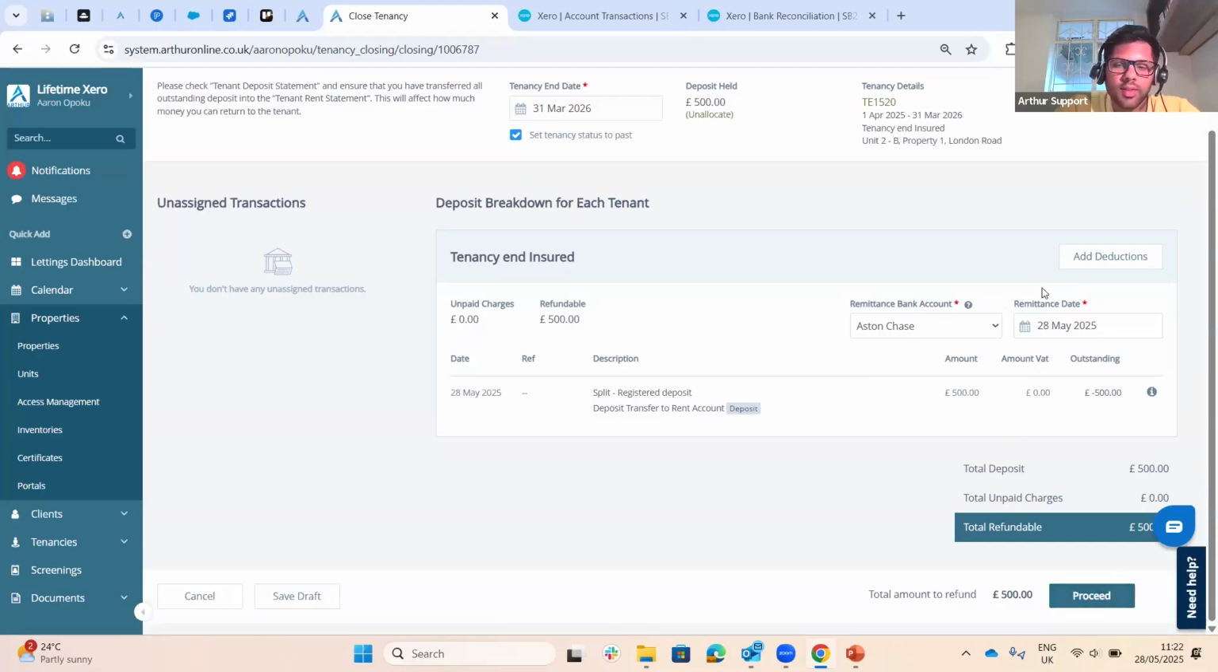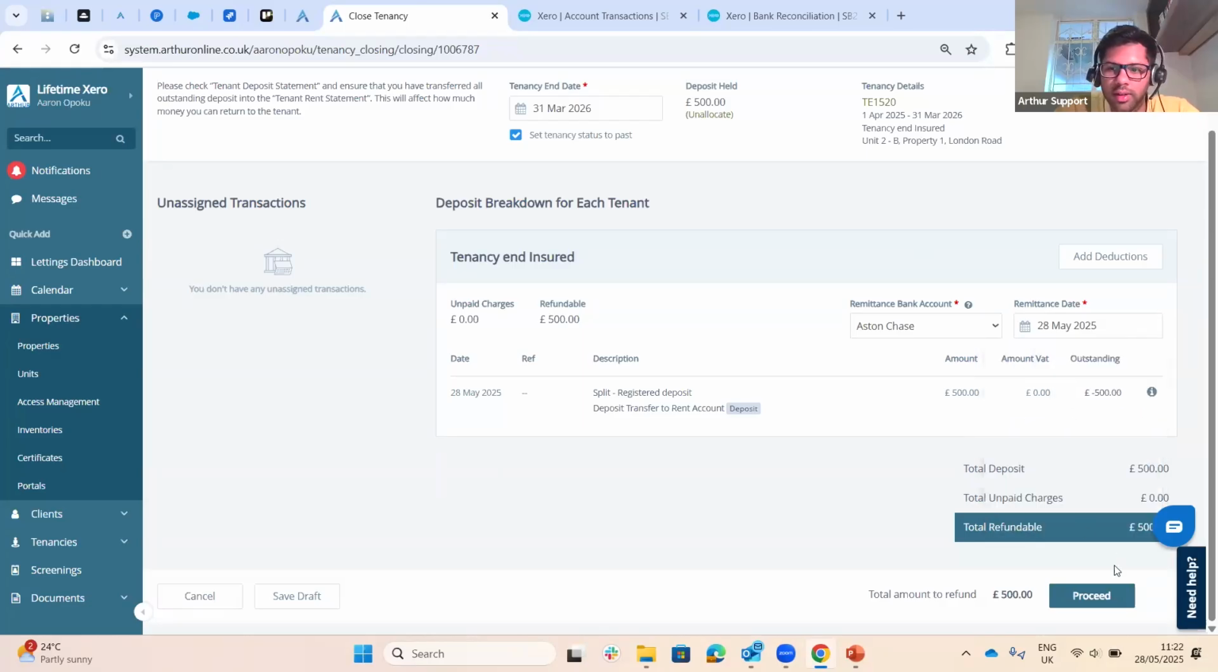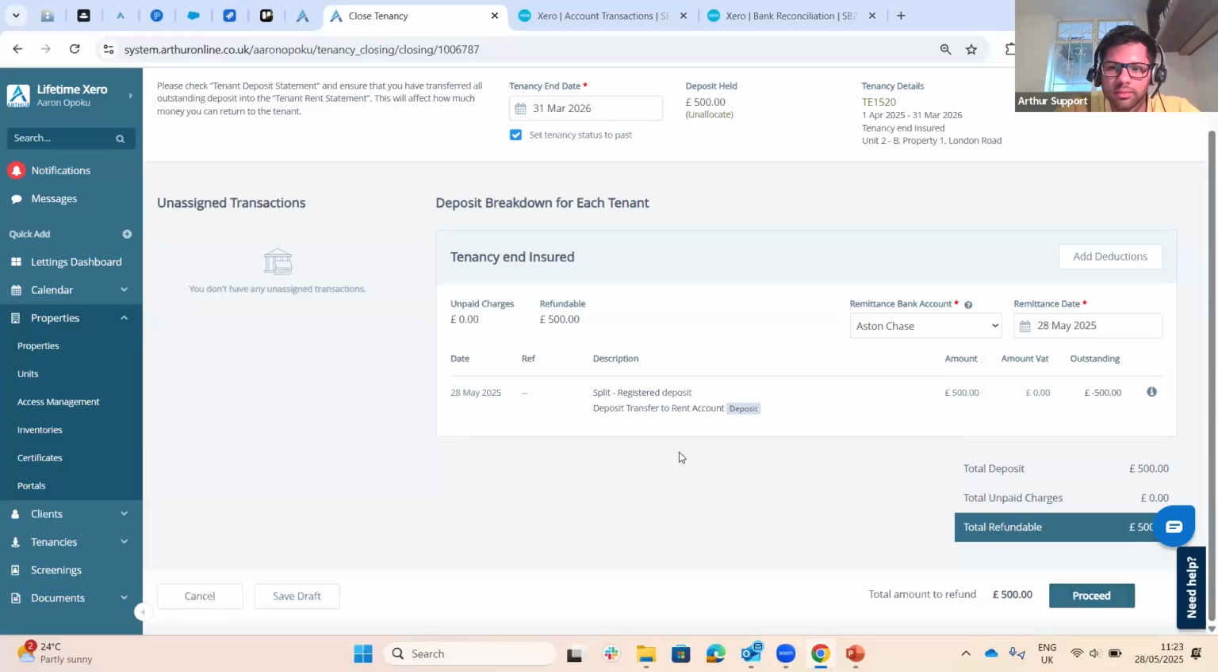The remittance date is just the date you want to process the refund. You want to send the money back to the tenant. So you can backdate this if you sent it a few days ago. That's fine. You can backdate it based on when you made the refund. And then lastly, just go ahead and press proceed.